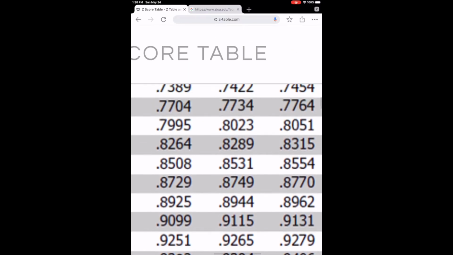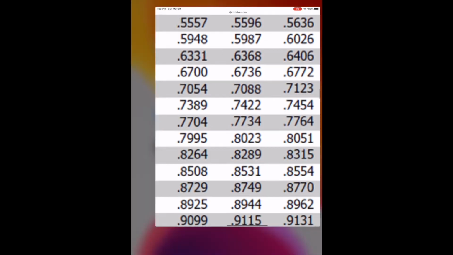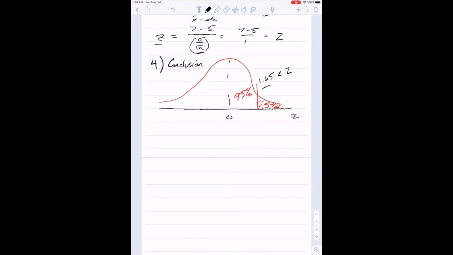What's the number in the column? 0.05. So if we put those together, we get 1.65.